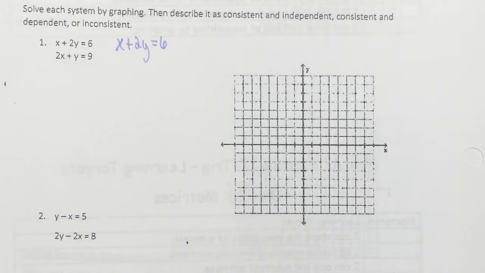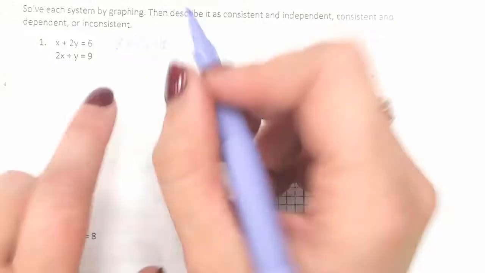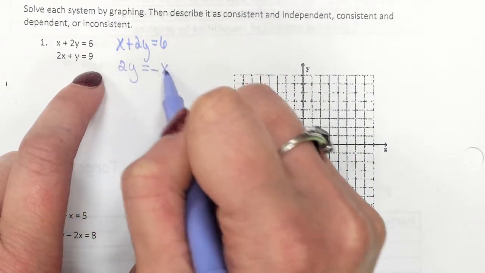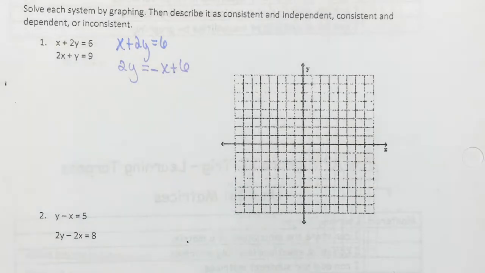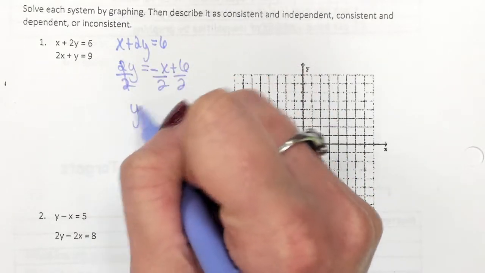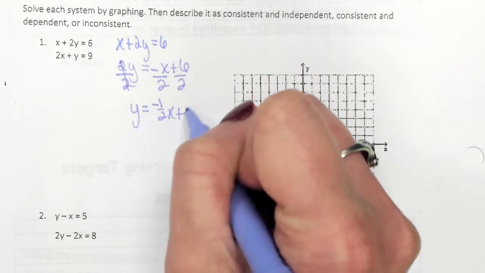This is rising or it's negative. Negative. All right, so here we go. We're going to subtract the x, so we get 2y is equal to negative x plus 6. Y'all okay? We're going to fly today, so you got to tell me if I'm going too fast. And then divide by 2. Negative 1/2 x plus 3.